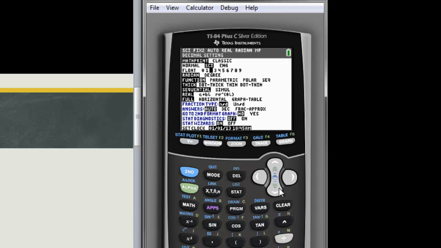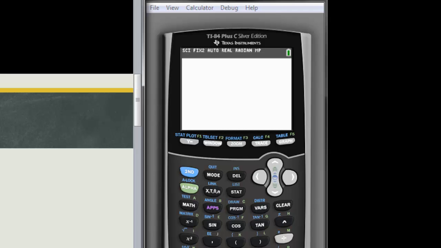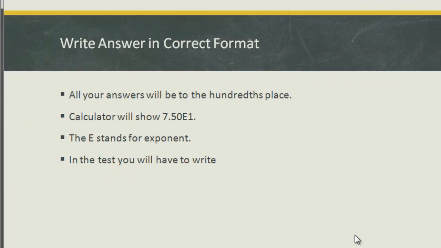And if you haven't done so already, make sure your calculator is on radian. The rest of it, go ahead and leave as is. We're just worried about the scientific mode where it says float. You want number 2, and to put it on radian. After you click enter, go ahead and push clear, and your calculator should be ready to go. All your answers will be to the hundredths place, and we already set the calculator for that.